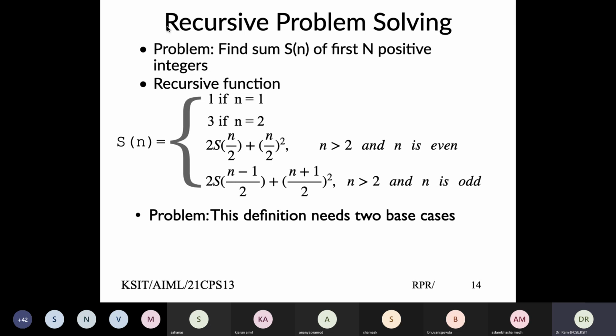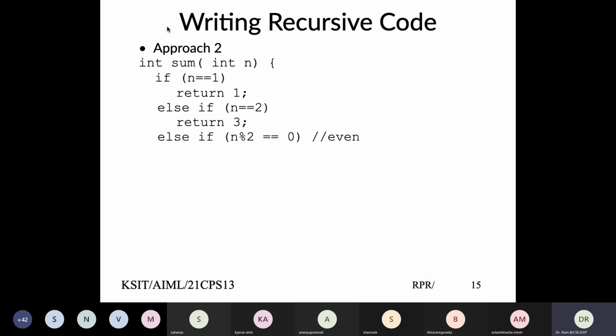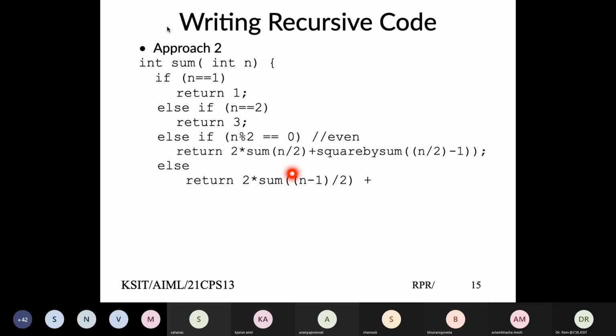If we look at the program, my recursive program would be: if n is equal to 1, return 1. If n is equal to 2, return 3. Else, if n is even, return 2 times S(n by 2) plus square by sum, which we discussed in the last class, (n by 2) minus 1. Or if n is odd, then we return 2 times S((n minus 1) by 2) plus 1 times ((n plus 1) by 2) square, and that will get the solution. So we've looked at computing the sum in different ways using recursion.